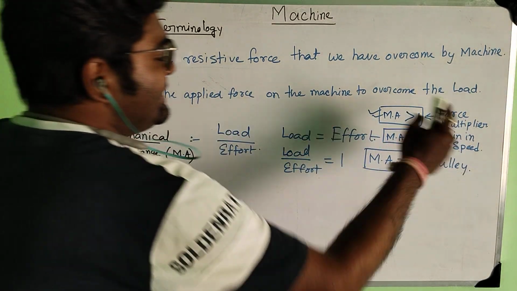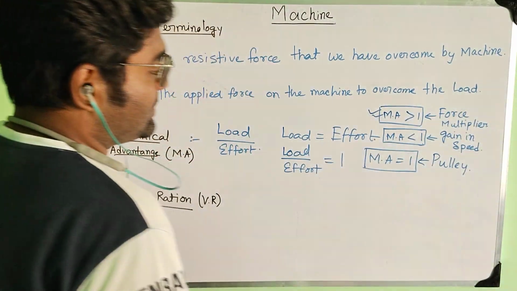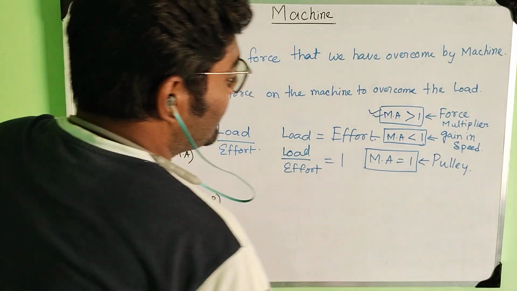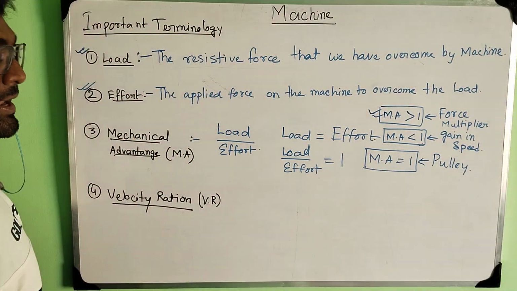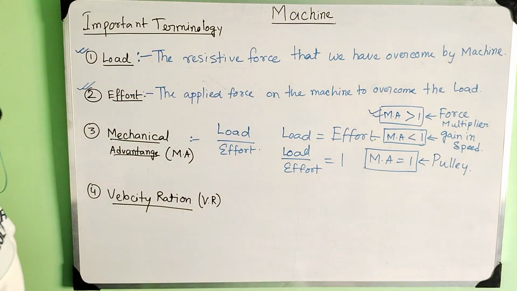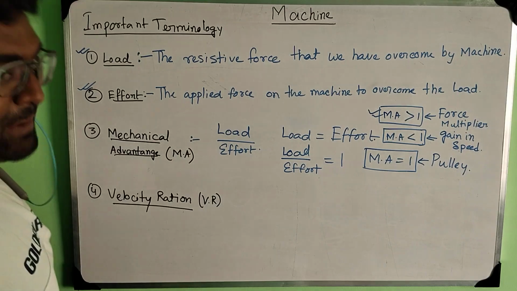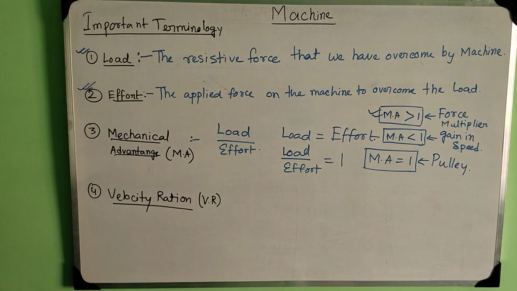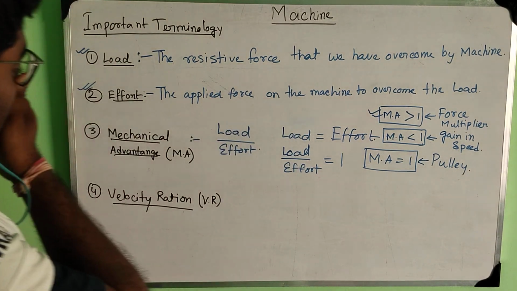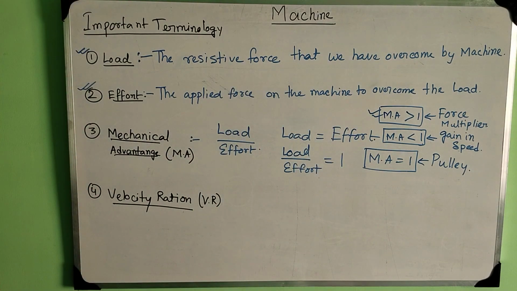In the case of mechanical advantage less than 1, those machines will not act as a force multiplier. They will gain the speed. They will help to gain the speed of the work. Now, the machines which have mechanical advantage equal to 1 will neither act as a force multiplier nor gain in speed. What they will do is change the direction of the effort in the desired direction. So this is the main fundamental thing of mechanical advantage.